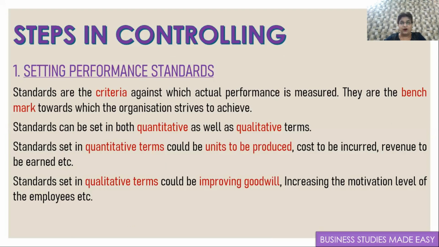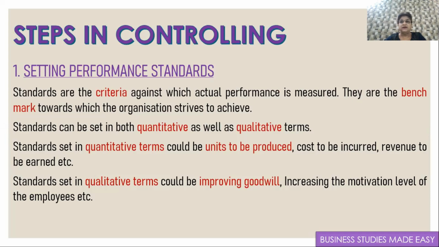Every person who goes to an organization has to be told how much he has to make. For example, a worker joins an organization and he is told that he has to make 10 units. So this is the standard against which he has to produce. He has to make minimum 10 units. So first of all, when you want to control somebody's performance, you should always set standards.